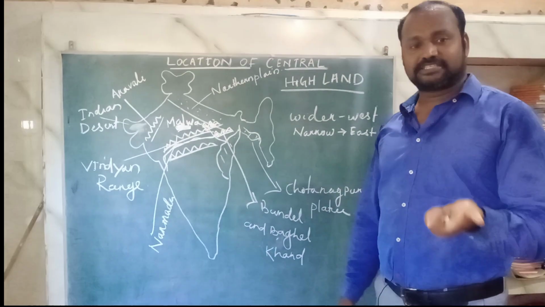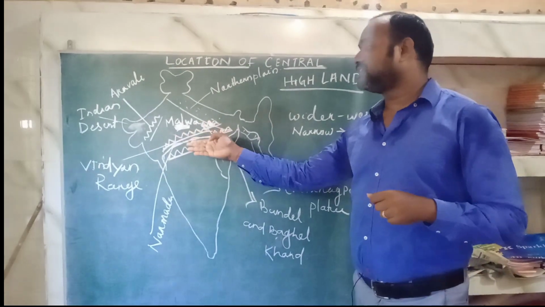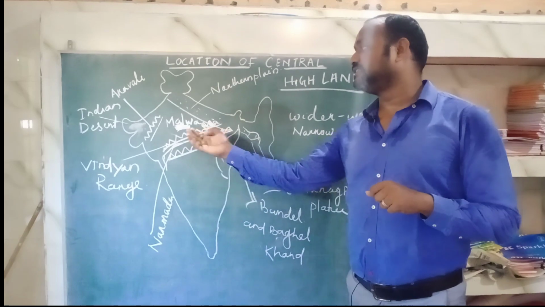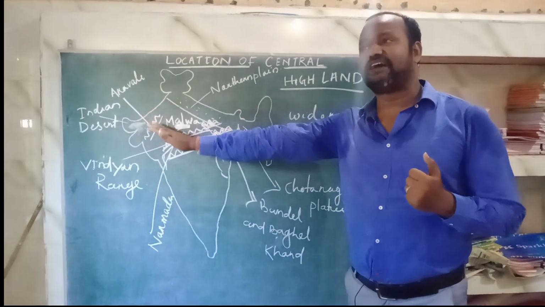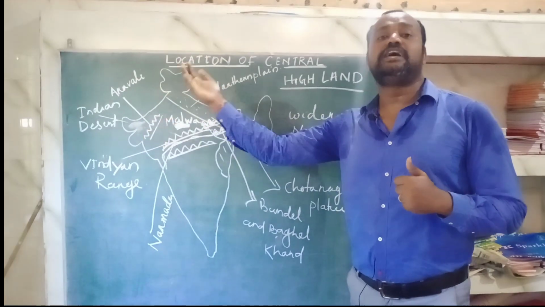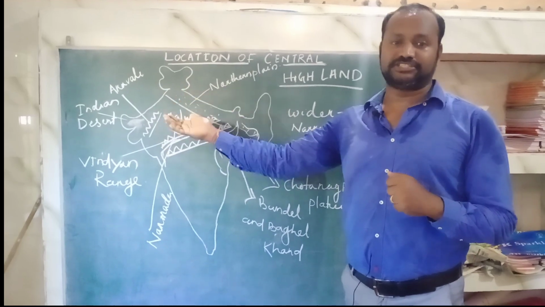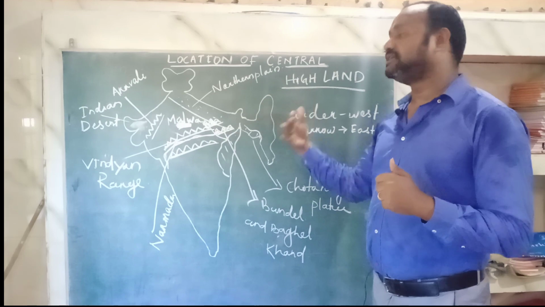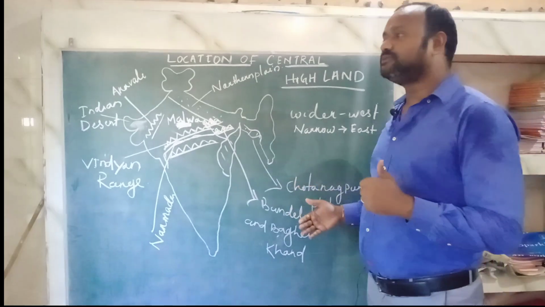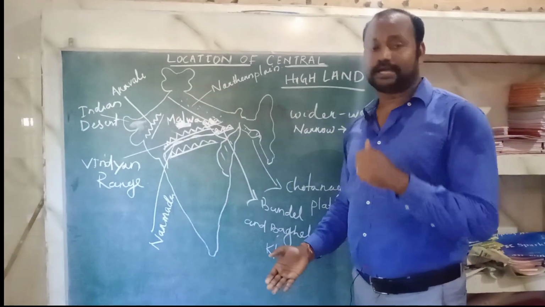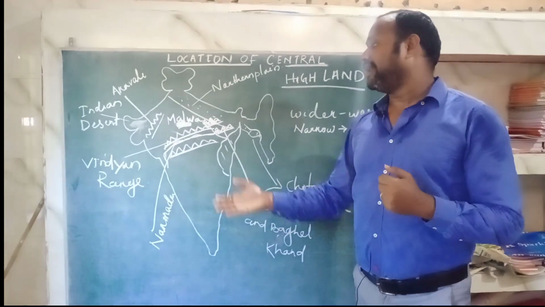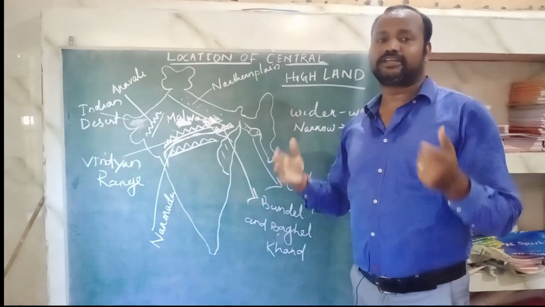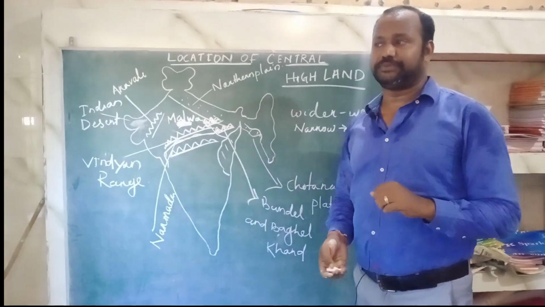So let's discuss it again. In the south there is Narmada river and Vindhya. In the northern western extension we have Aravalli. The further extension is merged in the Indian desert. The eastern extension is Bundelkhand, Baghelkhand and the Chota Nagpur Plateau, in the north we have the northern plain, and the central part of Central Highland is the Malwa Plateau.